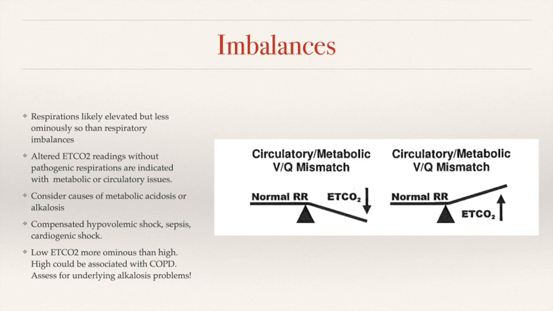So I would like to look at the metabolic mismatch here on the left, where we have a normal respiratory rate with a decreased end tidal. That's something I would expect to see potentially with a septic patient. Maybe their respirations are at 20, kind of on the high end, and their end tidal is low. That should cue you that something's going on. Or vice versa, if their end tidal is high, it should cue you that something here is not quite right. So altered end tidal CO2 readings without pathologic respirations are indicative of metabolic or circulatory issues.